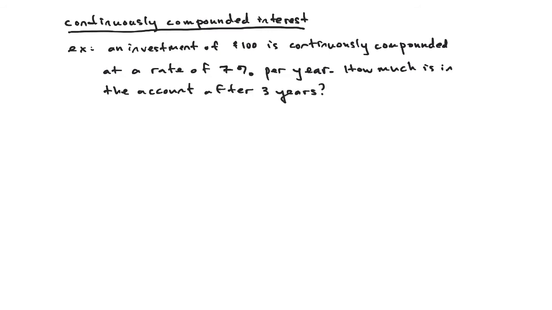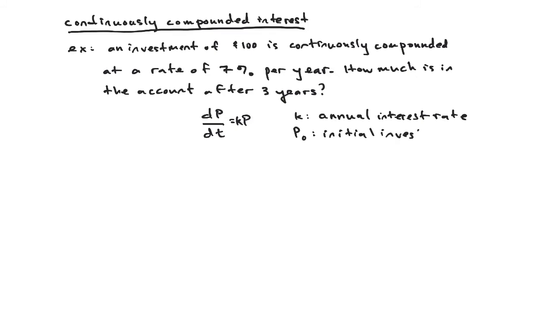Okay, so what we're going to do is start by writing our growth equation. It turns out that if we have continuously compounded interest, then we can also use the equation we looked at for population growth, which is dp/dt is equal to k times p, where k is our annual interest rate, and p0 we're going to say is our initial investment, and p is the amount in the account.